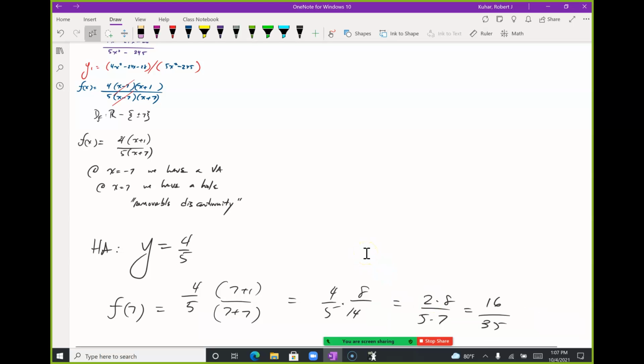I can find the height of the hole by doing short run behavior. Plug in that value that I'm not allowed to plug in everywhere except for when I'm not allowed to plug it in, right?